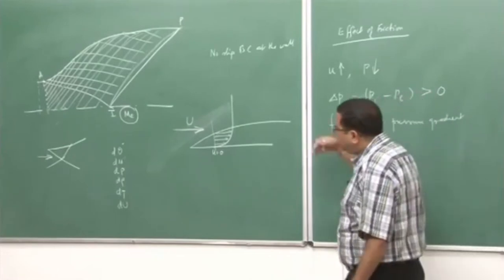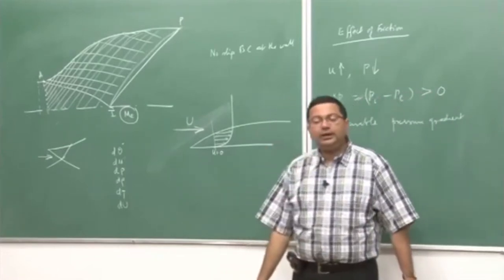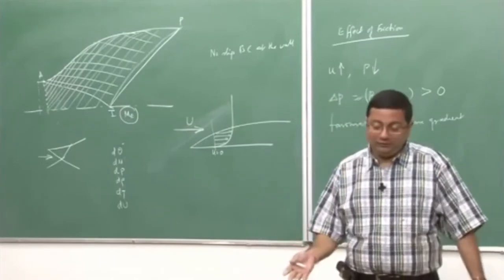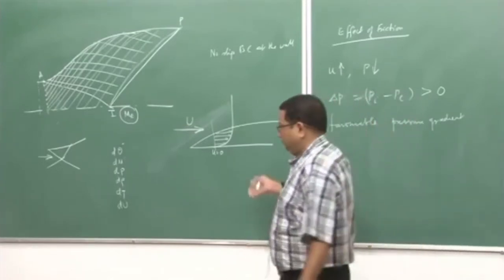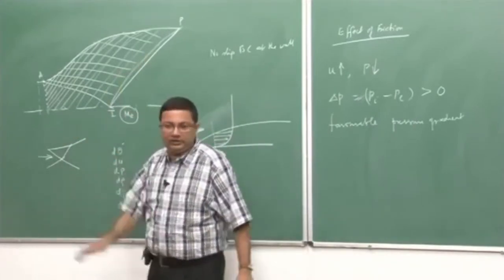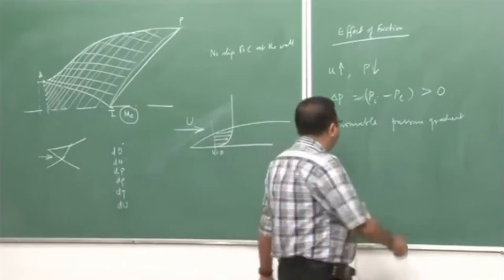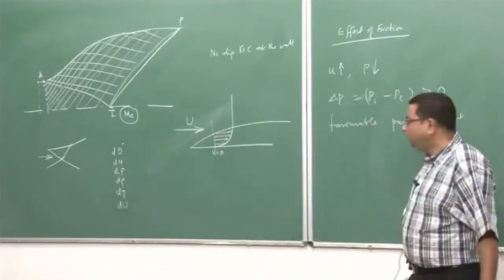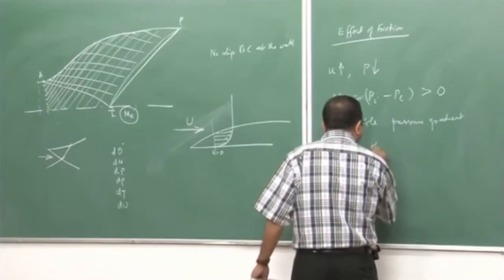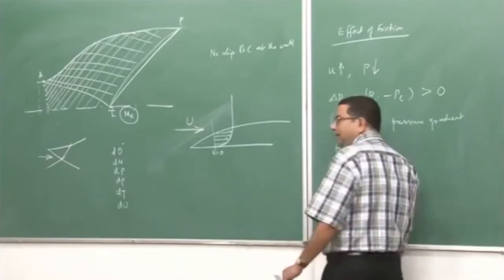Secondly, because of the presence of favorable pressure gradient and the velocities are very high at the exit, we can have Mach number 6, 7, etcetera, pretty high velocities. So, if the velocities are high and we have favorable pressure gradient, the boundary layer is thin. Boundary layer is quite thin.